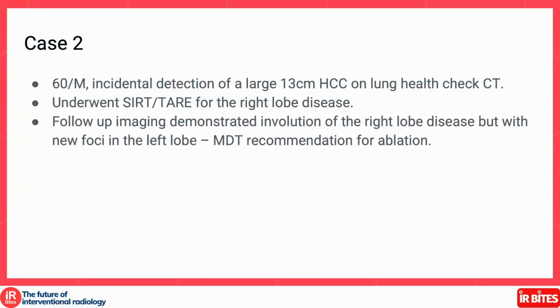So this was a smoker, lung health check CT, non-contrast, abnormality in the liver, MDT, proceeded to proper CT, and that showed HCC. And he underwent SIRT, so selective internal radiation therapy, or TARE, transarterial radioembolization, for large right lobe disease. On follow-up imaging after SIRT, there was involution of right lobe disease, but with new foci in the left lobe, went through MDT again, and the recommendation was for ablation of the new foci.